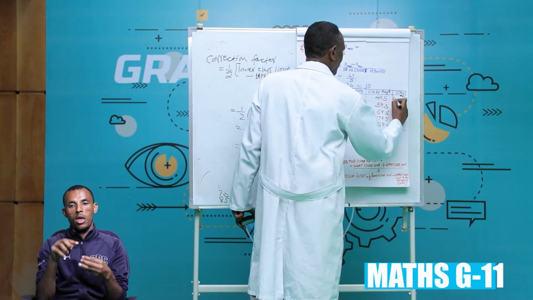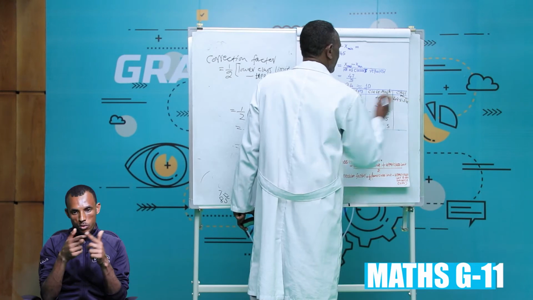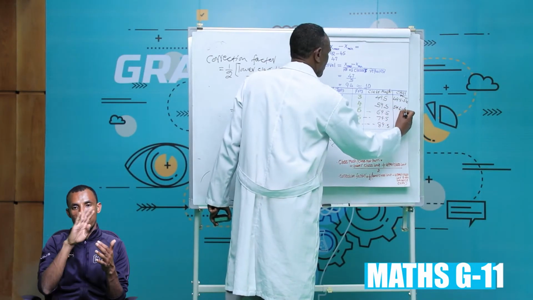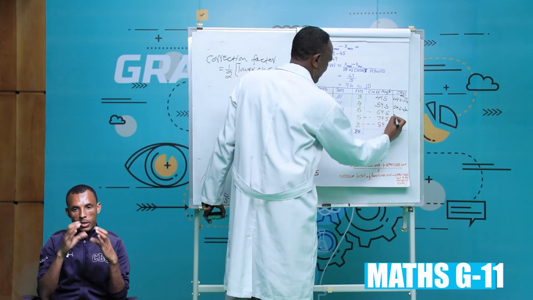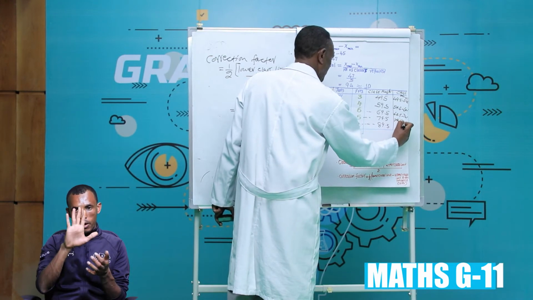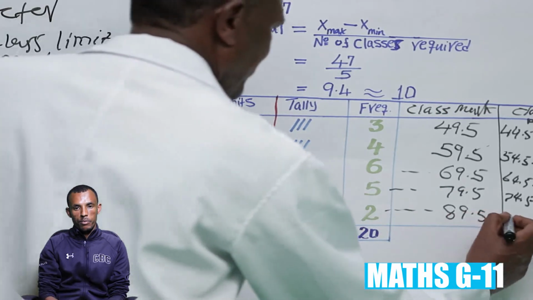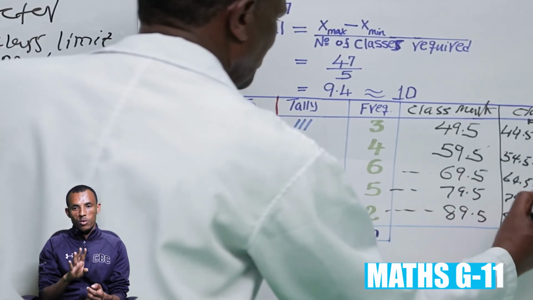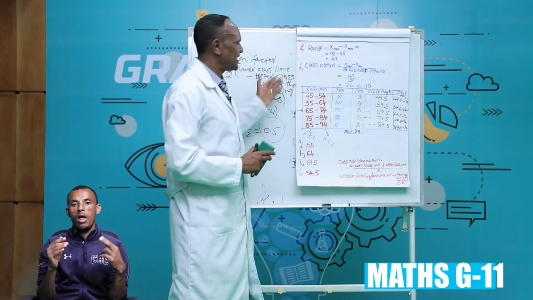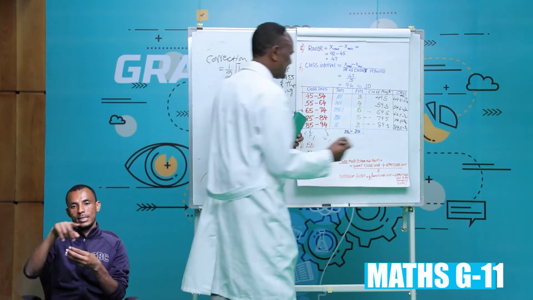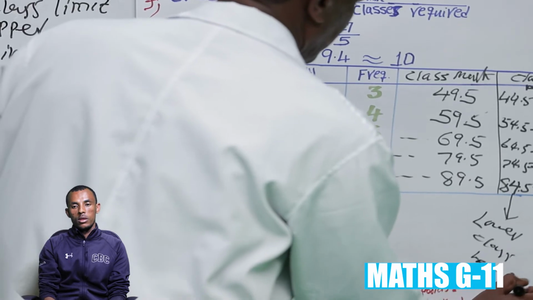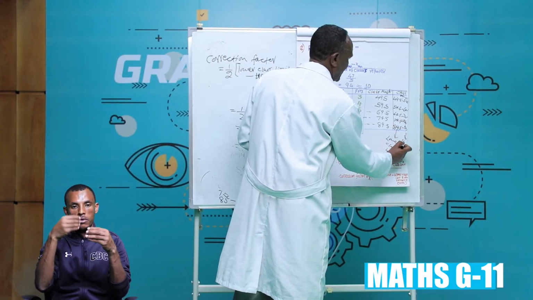Class boundaries: you have 44.5 to 54.5. Second class, when 0.5 is subtracted and added, we have 54.5 to 64.5. Third class, 64.5 to 74.5. Then 74.5 up to 84.5. Then 84.5 to 94.5. By adding and subtracting 0.5, to the left side you subtract to get the lower class boundaries, and the right one gives the upper class boundaries.